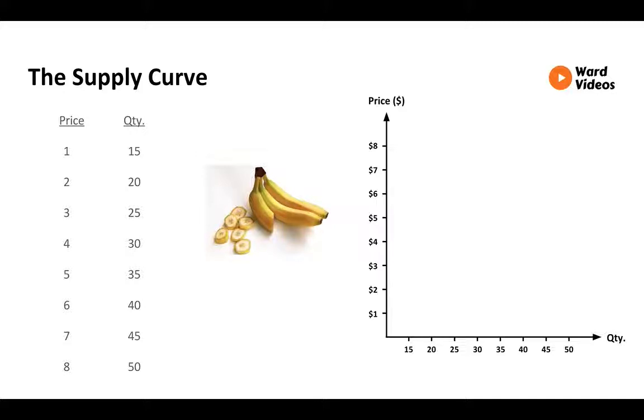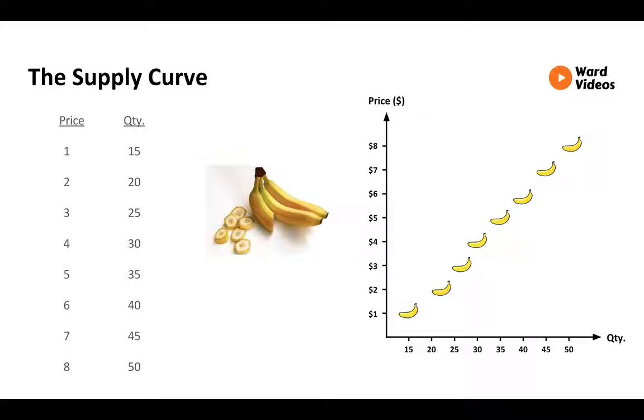We can plot this supply schedule on a graph. On the x-axis is quantity supplied, and on the y-axis is price. So using the data from our supply schedule, at $1, 15 bananas will be supplied to the market. So let's plot this. At $2, 20 bananas will be supplied. $3, $4, $5, $6, $7, and at $8, 50 bananas will be supplied.